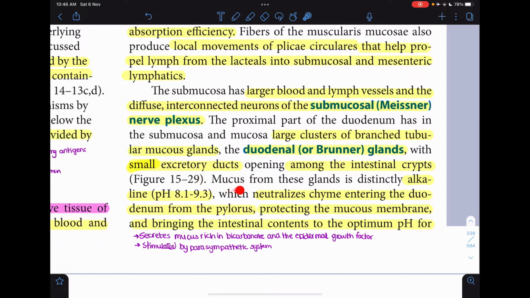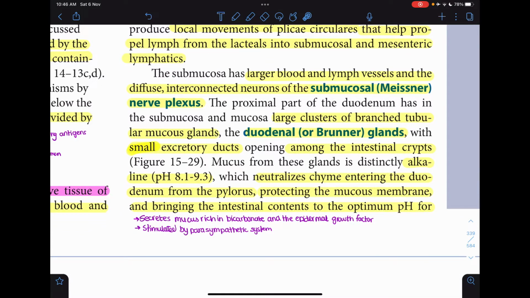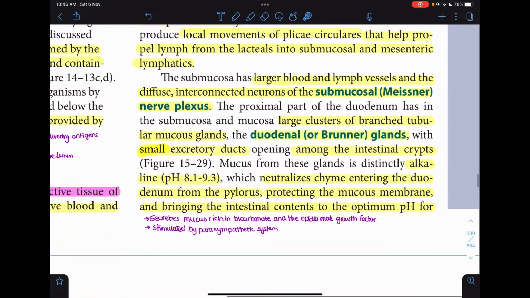The mucus from these glands is distinctly alkaline, which neutralizes the chyme entering the duodenum, because the chyme comes from the stomach, so it is highly acidic, the same pH as the stomach. So the secretion from the ducts is distinctly alkaline to neutralize the pH of the chyme entering the duodenum from the pylorus, protecting the mucous membrane and bringing the intestinal contents to the optimum pH for absorption.